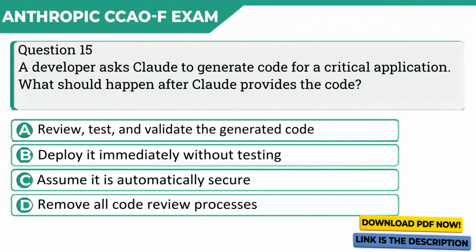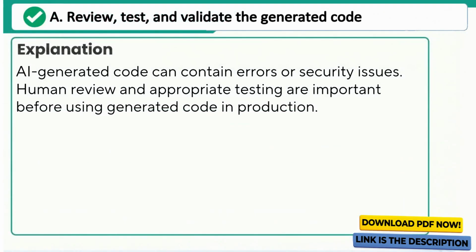B. Deploy it immediately without testing. C. Assume it is automatically secured. D. Remove all code review processes. Correct answer: A. Review, test, and validate the generated code. Explanation. AI-generated code can contain errors or security issues. Human review and appropriate testing are important before using generated code in production.